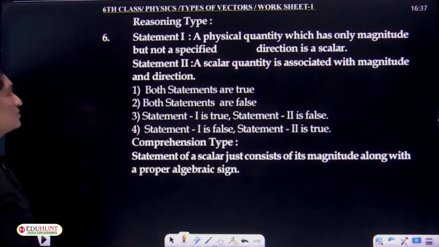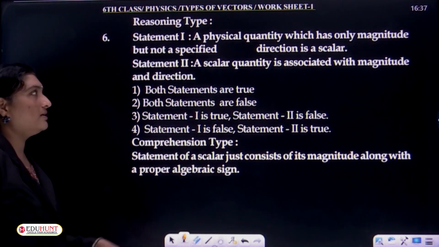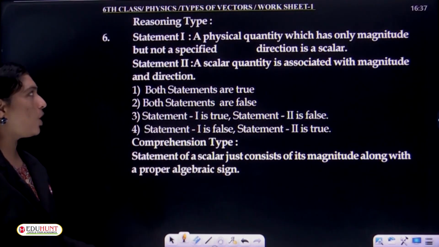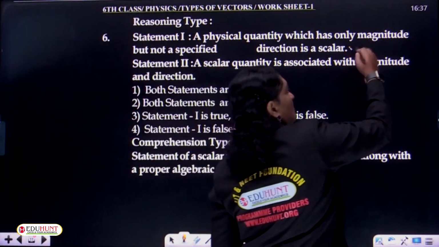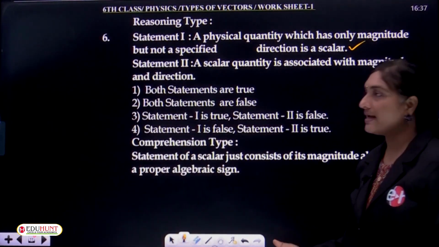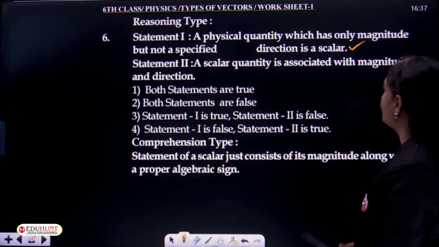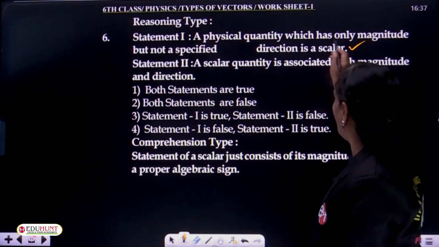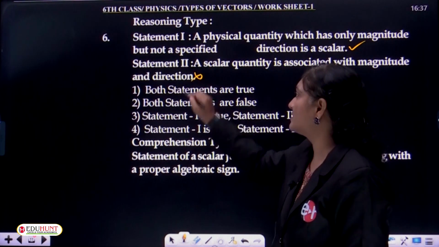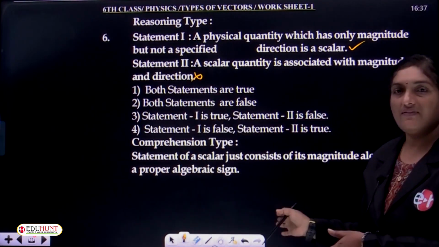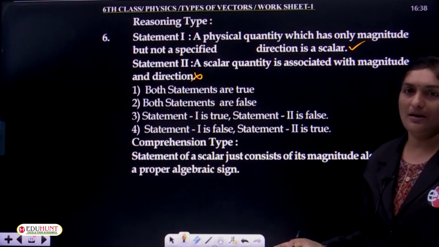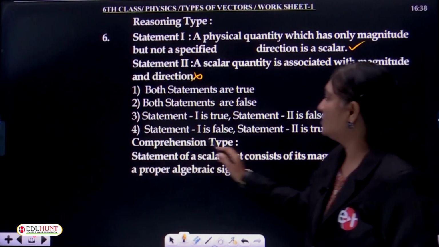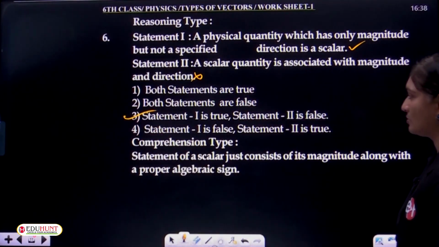Moving ahead with the next question, reasoning type, children. Two statements are given. You have to identify the correct one. First statement: a physical quantity which has only magnitude but not a specified direction is a scalar. Yes, of course, we have to agree with that. Statement 2: a scalar quantity is associated with magnitude and direction. No, a scalar has only magnitude, no direction. So statement 2 must be false. Among the given statements, only statement 1 is true, whereas statement 2 is false. So the third option must be correct.